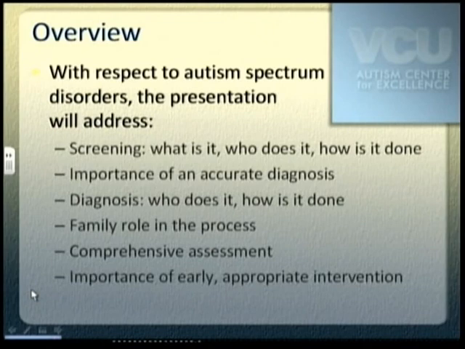We'll be talking a bit about the importance of an accurate diagnosis for children with autism spectrum disorders. One of the questions that comes up is, what difference does it make whether or not a child has a disability category of autism or a diagnosis of autism? And we'll try to speak to why that might be important. We'll talk a bit about the diagnostic process, about who does it and how it is done, and consider some of the instruments that are involved in doing a good diagnostic evaluation.